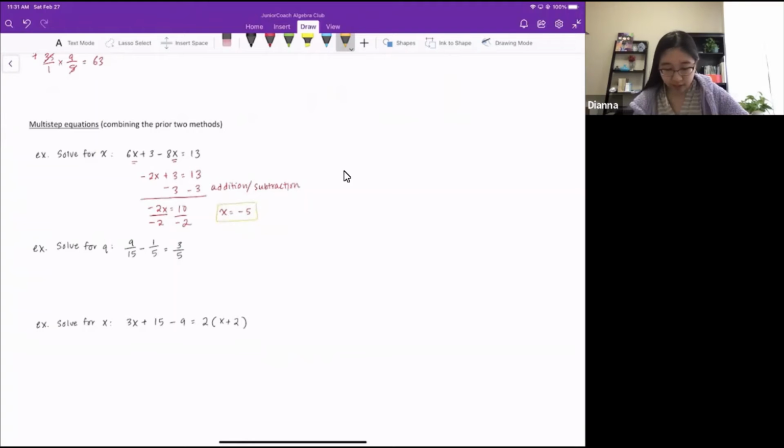And as always, I can go back and check. I can plug it back into this original equation, but I'm not going to do that. I can do it for later problems, but I don't think it's really worth it for these more simple ones.